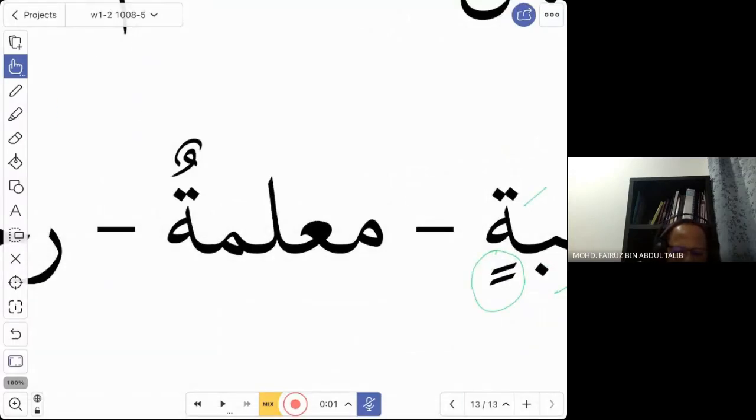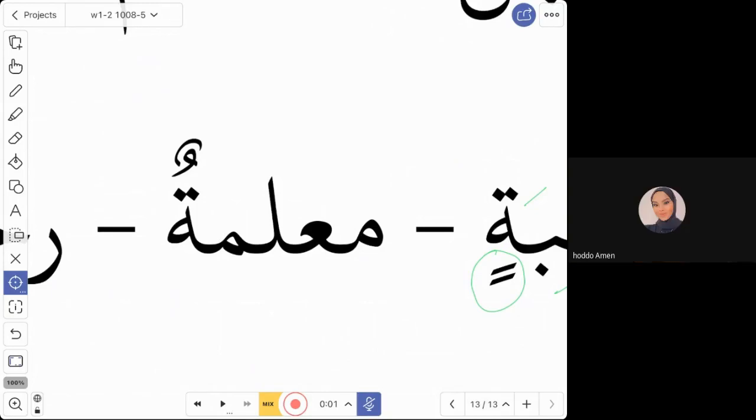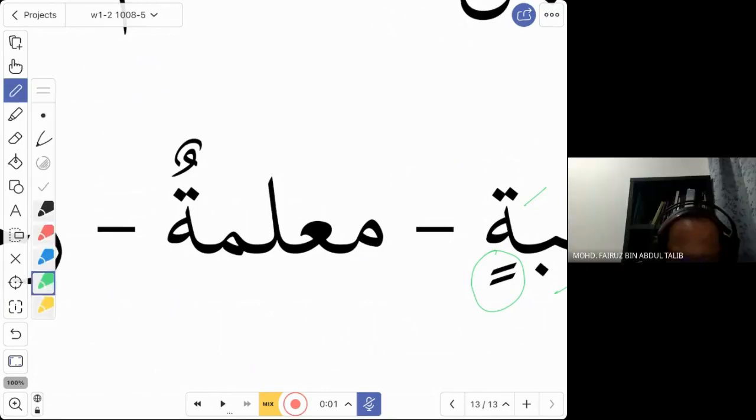Now the next word, mu'allimatun. If you look at this word, again, you do not see any vowel. So what is this word? If you do not have the vowel, you refer to the dictionary. Have I told you about a dictionary that I recommend you to download? It is an app, a very good dictionary. So go and download this. It is called Al-Ma'ani.